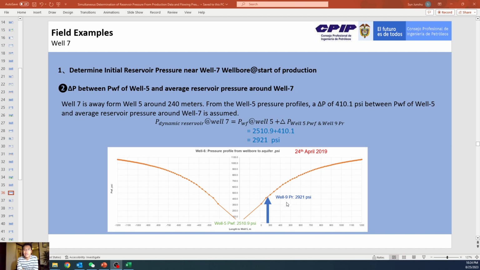So the dynamic average reservoir pressure around well number 7 is the flowing pressure of well 5 plus the delta P. That is 2,921 psi. This is the average reservoir pressure, the initial reservoir pressure around the well 7 wellbore.